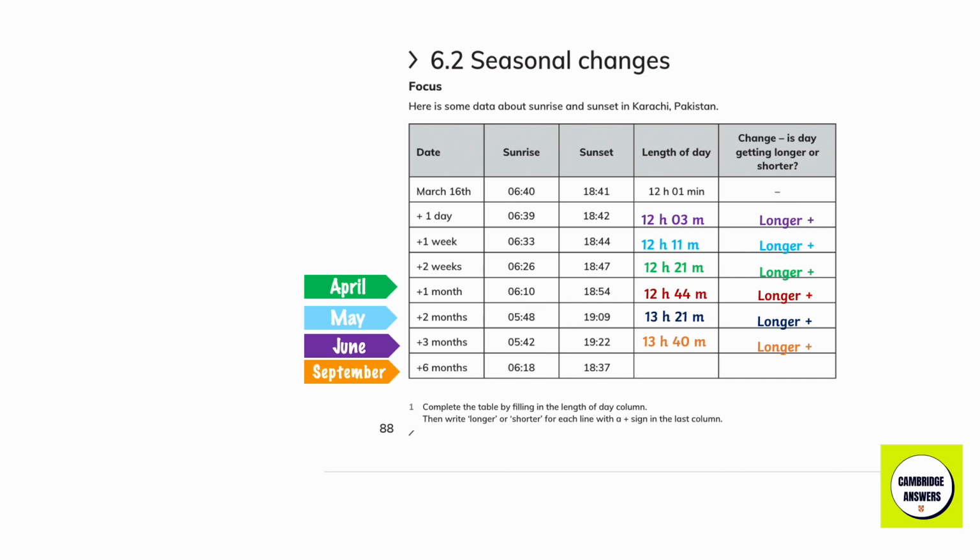March 16 plus 6 months, you have sunrise at 6:18 a.m. and the sunset at 6:37 p.m. The length of the day is 12 hours and 19 minutes and the day is getting shorter.